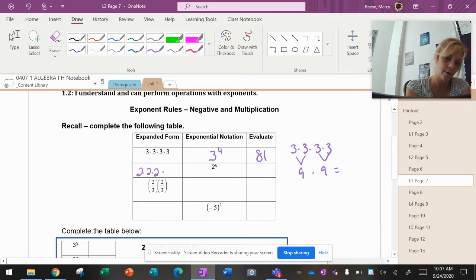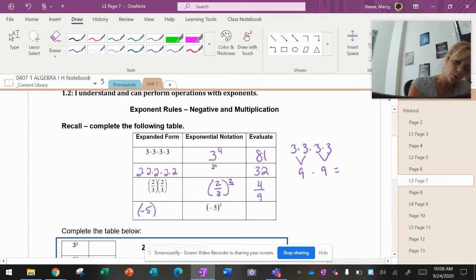2 to the 5th. That means that there are 1, 2, 3, 4, 5 2s. And if I were to do 2 to the 5th on my calculator really quick, that would be 32. 2/3 times 2/3, if I want to write it as an exponent, that means there are 2 of those. And if I want to actually evaluate, I would distribute this power to both. So 2 times 2 is 4. 3 times 3, or 3 squared, is 9.